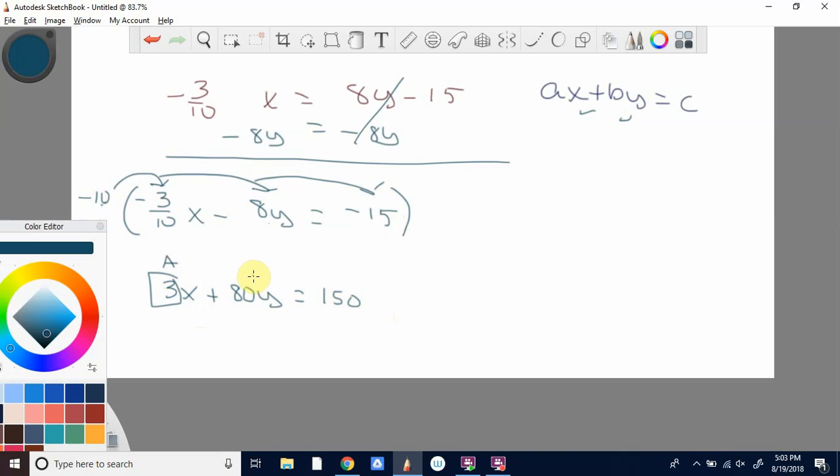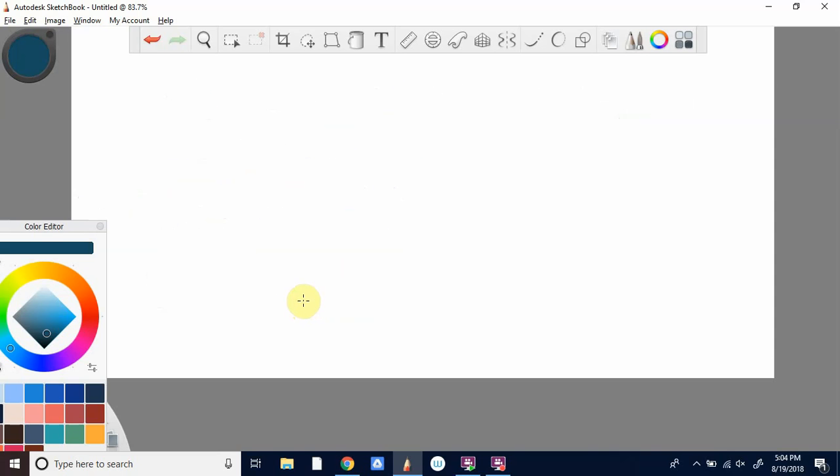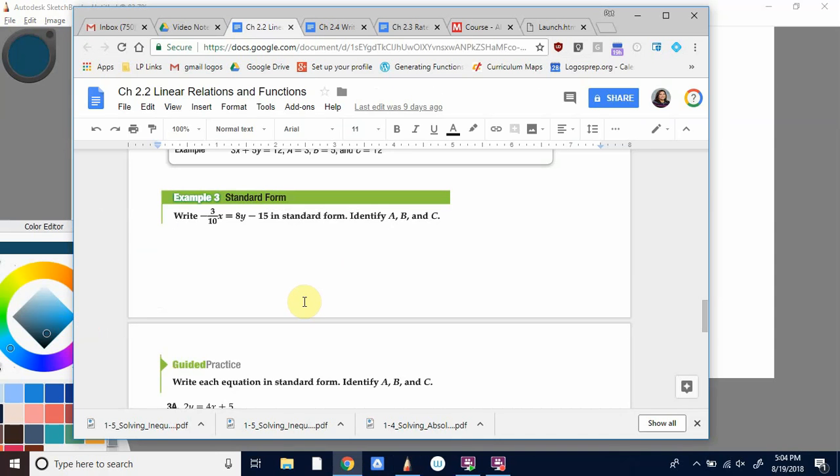A, B, and C, are they all integers? Yes. Do they have a GCF? Well, 3 is the smallest number. Can 3 go into 80? No, it's not a divisor. So there's no other factors of 3 because it's prime. So the GCF is 1, and this is standard form, A, B, and C. All right. So I want you to pause this. I want you to go and do guided practice 3A and 3B.